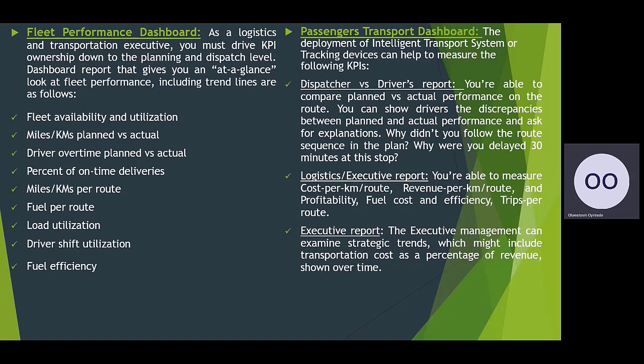You are the fleet supervisor or a fleet manager. You need to have, from time to time, a dashboard report that people will look at that will speak to them as regards your role, as regards what information you want to send to them. So I mentioned some of them. People want to see the trend line in your fleet availability and utilization.